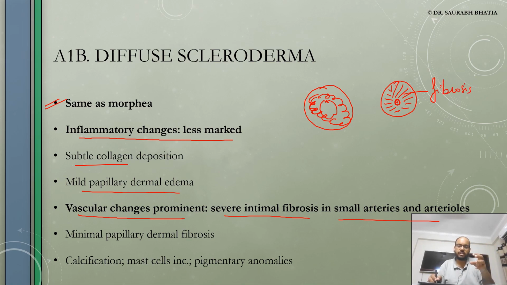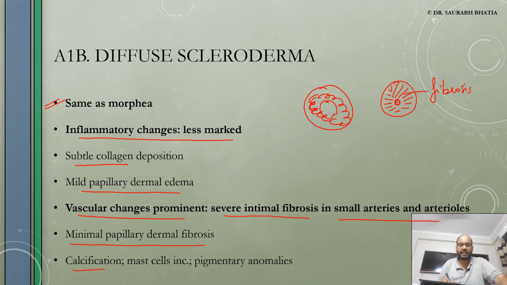So the major action lies around the vessel. So perivascular inflammatory infiltrate, but milder in quantity, with severe intimal fibrosis and narrowing of the lumen. Okay. There is minimal papillary dermal fibrosis. So majorly the vessels are affected, not the dermis.